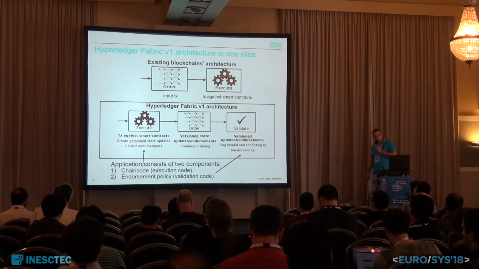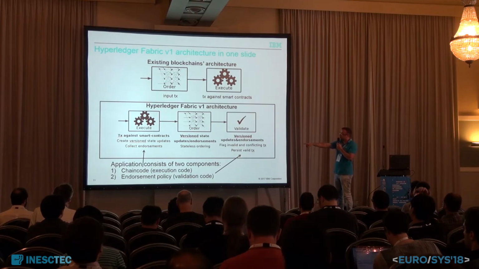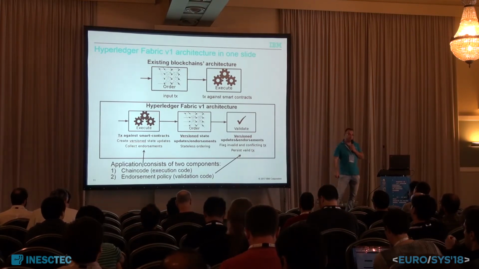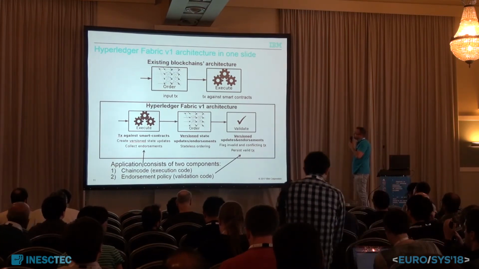So essentially, an application in Hyperledger Fabric consists of two components. One is the execution code, which we call chain code, and the other is validation code that we call endorsement policy, and we'll see a bit of both in the rest of the talk.